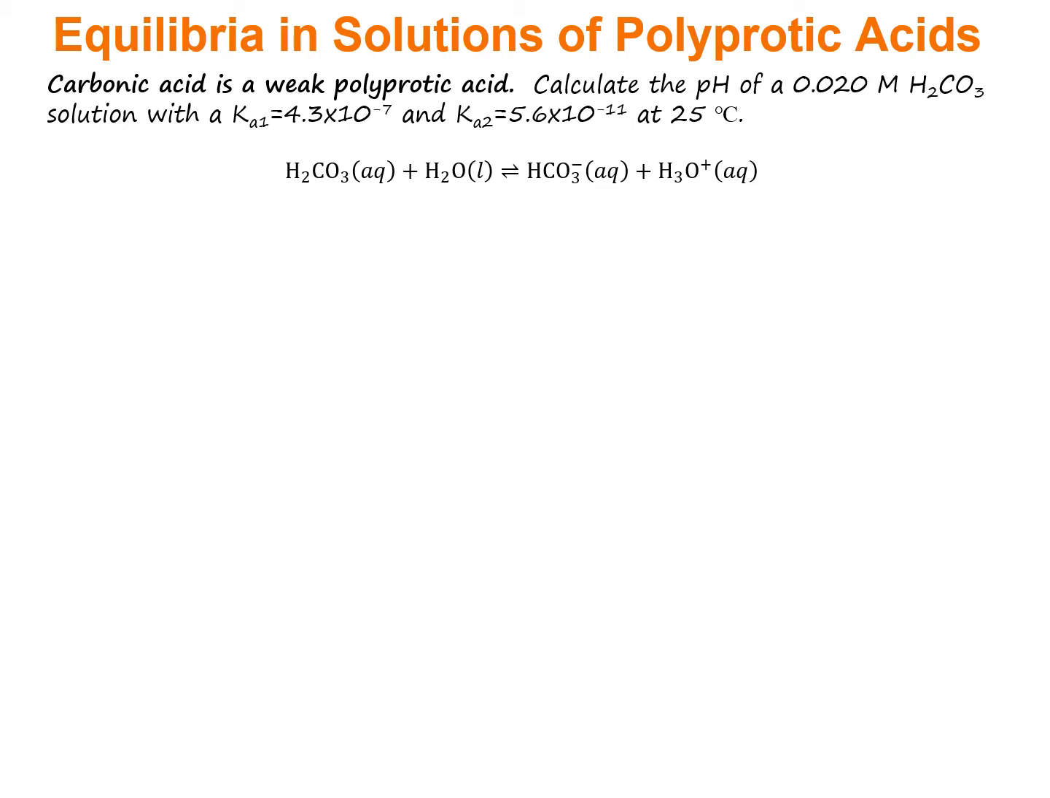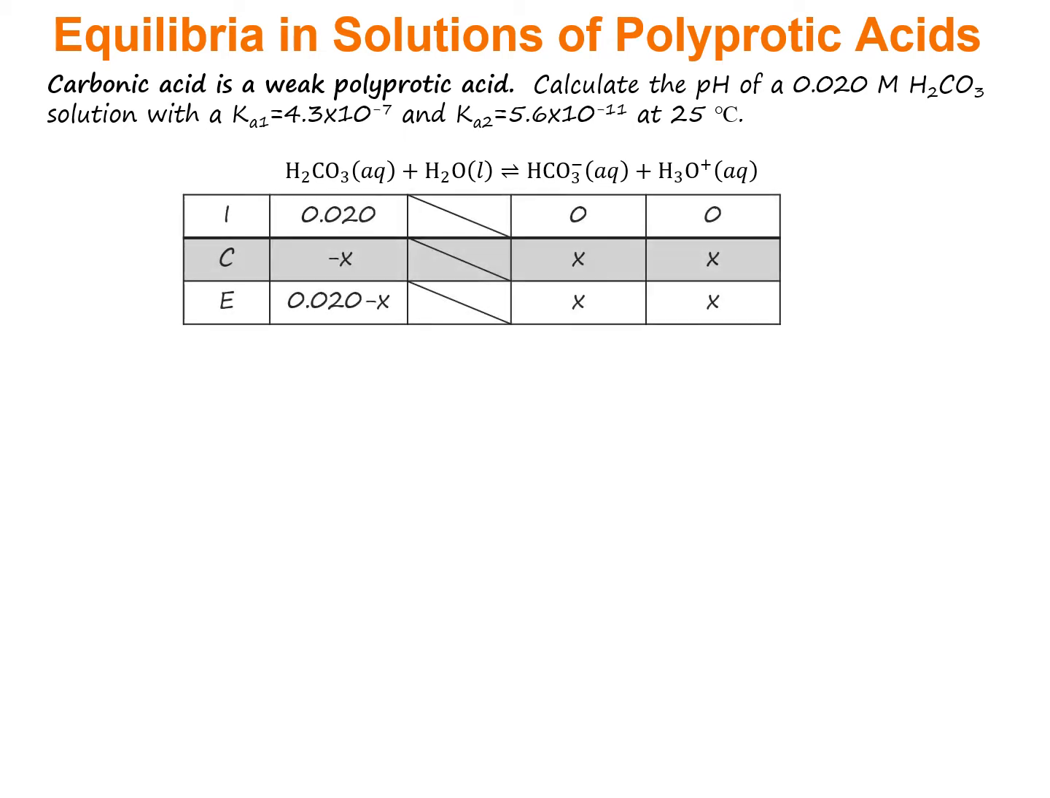And then, of course, we probably want to use an ICE diagram. So I set up the ICE diagram, I plug everything in there. As you'd suspect, everything's got a coefficient of 1, so nothing fancy with the x's there. We didn't start with anything on the right, so we know we are moving to the right. And so we start out with that step. Then we can go ahead and set up our Ka1, and that ends up with x squared over 0.020 minus x.